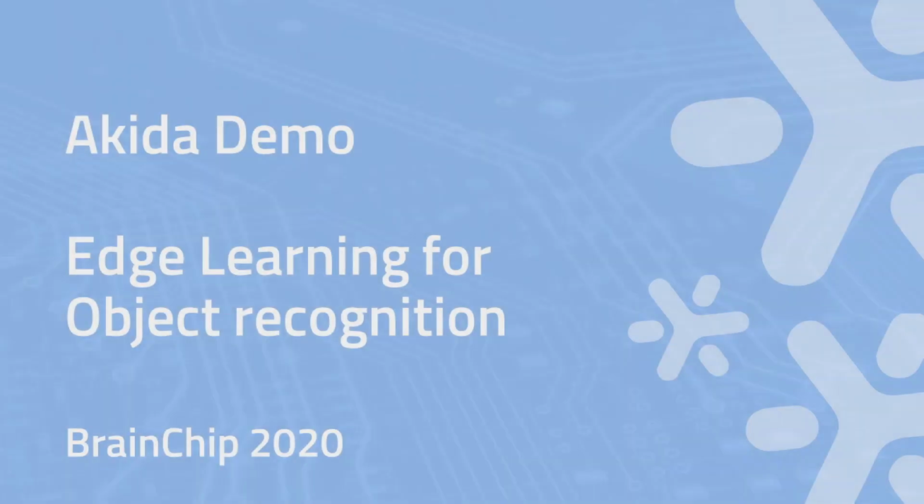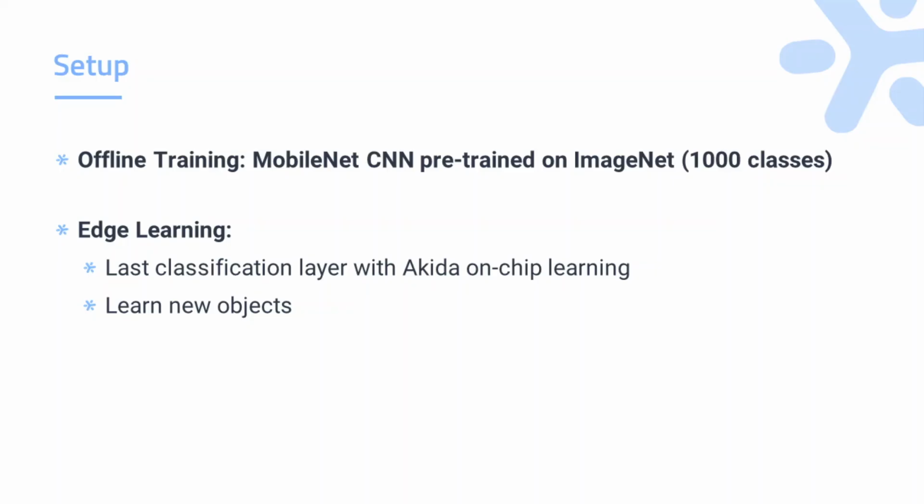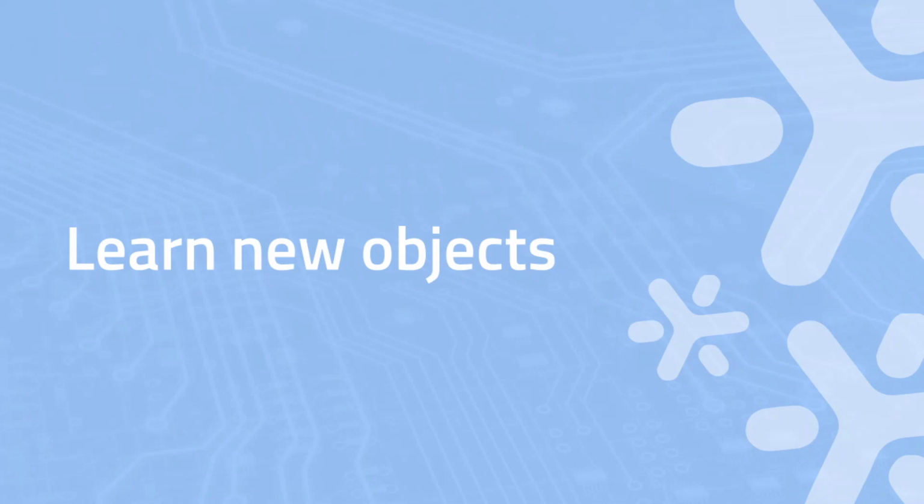This video will introduce an example of edge learning enabled by the Akida neural processor. Utilizing the features extracted by training MobileNet V1 on the ImageNet database, we replace the last layer with a fully connected layer with learning enabled. Now we can use the modified network model to learn new classes of objects using one sample each.